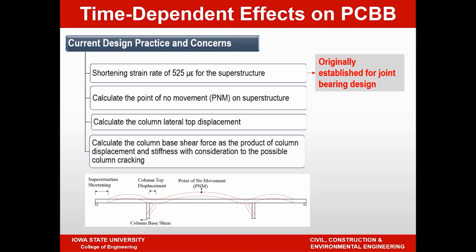The 525 microstrain I mentioned was originally developed based on bearing designs. For joint bearing designs, some assumptions were made, and this was not specifically designed for the type of problem that we have dealt with, and therefore it's important to verify that number is appropriate. Ignoring the concrete relaxation or assuming all of the columns will crack may underestimate or overestimate the design forces, and that's something we want to make sure gets captured as accurately as possible.